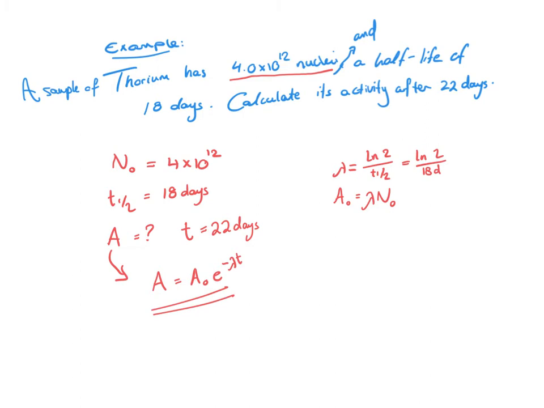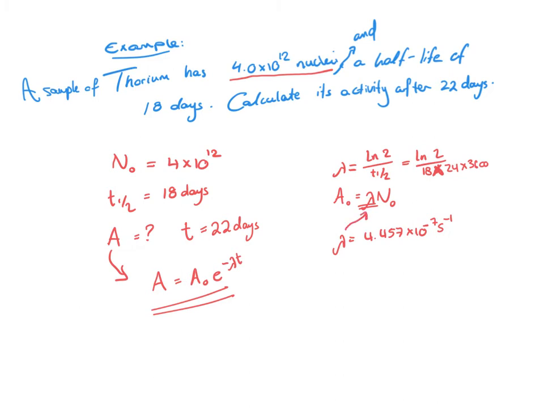Actually, it's wiser for me to change it because I need to use it for the activity and it won't work otherwise. So anyway, it's going to be 18 days times 24 hours times 60 minutes times 60 seconds. And that will give you a value of about lambda equals 4.457 times 10 to the minus 7 per second. And that way I can calculate the activity now.